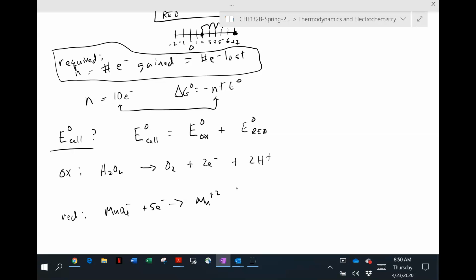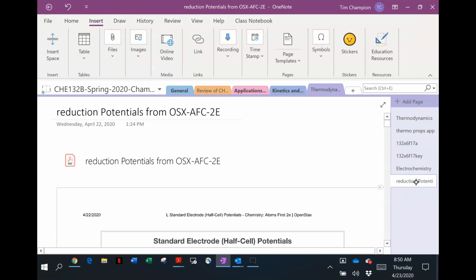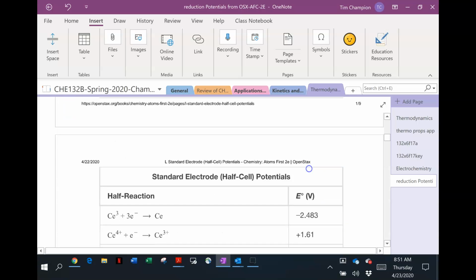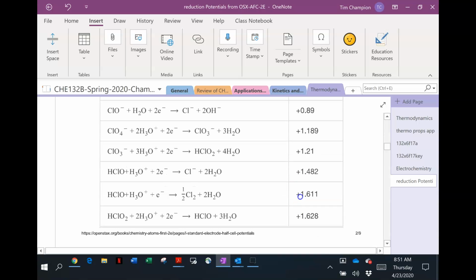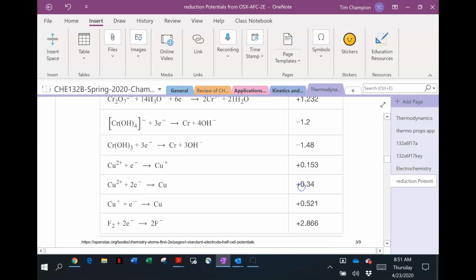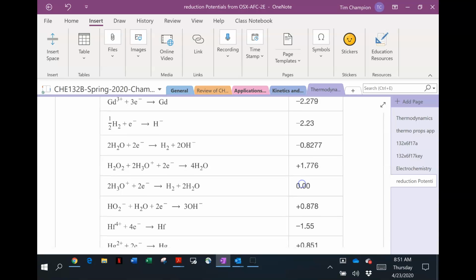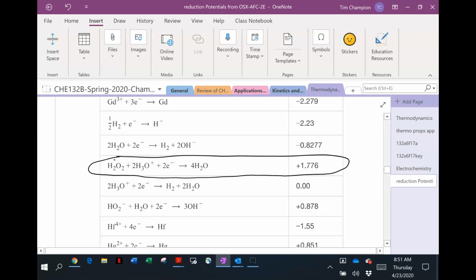So let's go look at our table down here. Again, this is the table of reduction potentials that are in the book. Let's move through this and see what we can find. So here is a hydrogen peroxide reduction, right here. And that's one thing to notice: if you look at this table, everything's written as a reduction. So H3O+ is just H+, and then we've got the water molecules there.